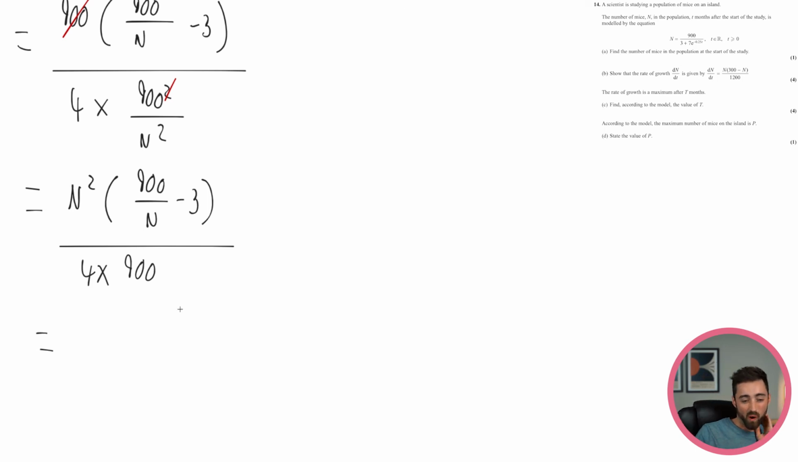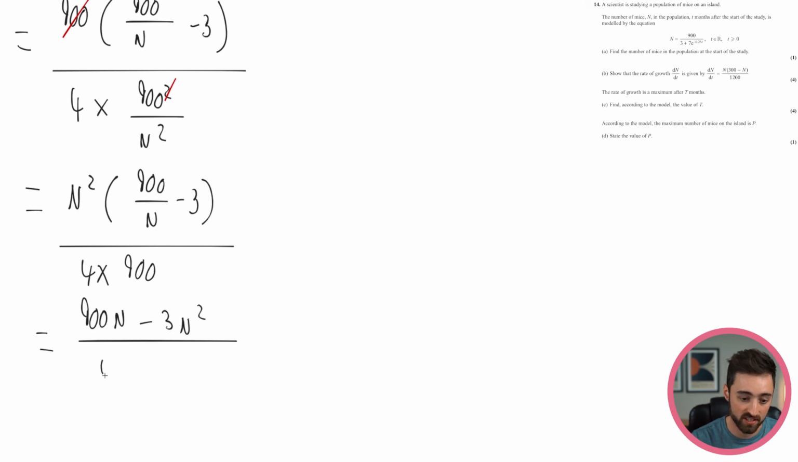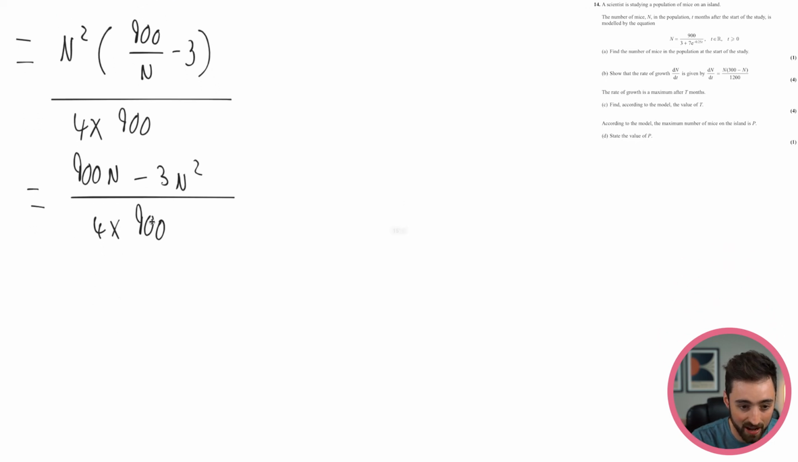So why don't I multiply this thing out on the top and see what I've got? So I've got n squared times by 900 over n. One of the n's is going to cancel. So I get 900n and then minus 3n squared. All of this is over 4 times 900. Okay, what do I want to cancel out now? So, you can see here that they have an n factorized out on the top, and that is something that I can do. So that's going to get me closer to what I want. So this is going to be 900 minus 3n on the top, and I seem to be getting there.